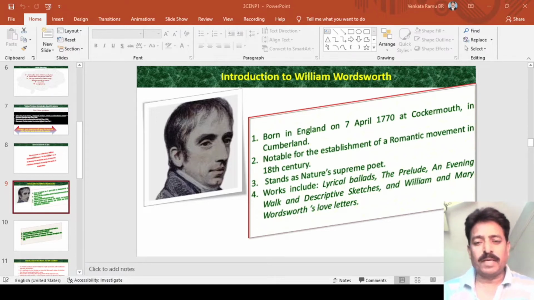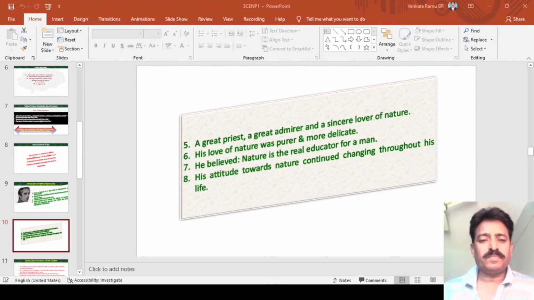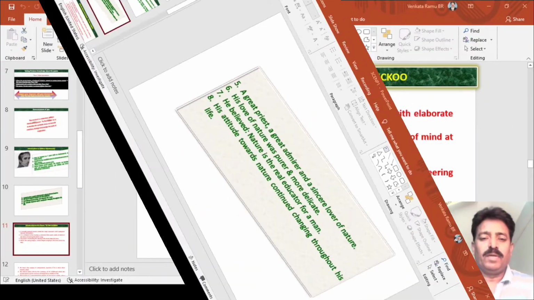His works include Lyrical Ballads, The Prelude, An Evening Walk, Descriptive Sketches, and William and Mary Wordsworth love letters. William Wordsworth is a great priest, a great admirer, and a sincere lover of nature. His love for nature was pure and more delicate. He believed that nature is a real educator for man. His attitude towards nature continued changing throughout his life.